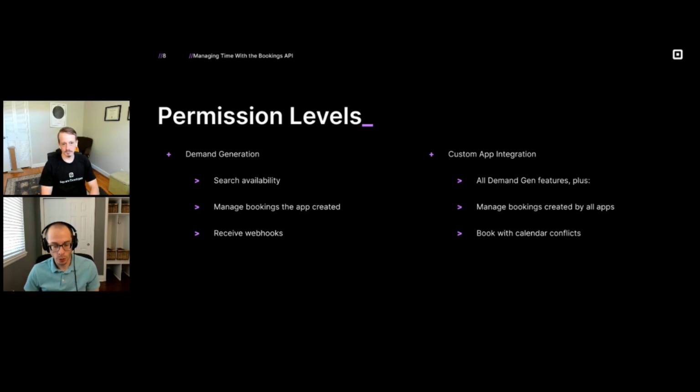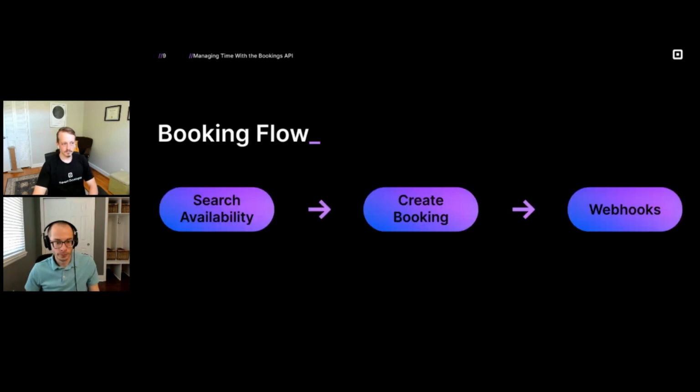So it's up to you which of these levels of permission is right for your integration, depending on what merchants are asking you to do for them. Again, that overall booking flow is pretty simple. It begins with searching for an available time once the customer's picked the services and location that they're interested in, then creating and managing that booking, and then building your application to consume the webhooks that we emit.